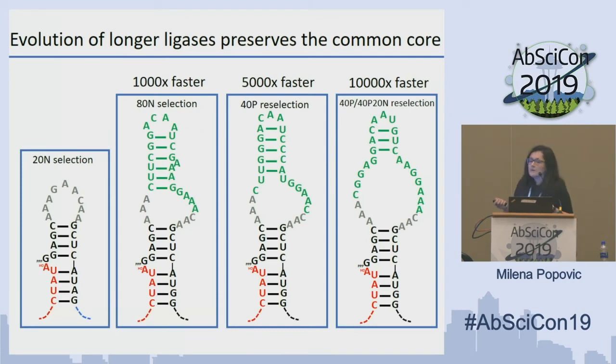What is striking among these selections is that the structure of the core motif does not change. So only the peripheral elements change, slight remodeling there at the top of the loop, but the core sequence remains completely unchanged, and the addition and then the remodeling of the top stem loop results in 1,000, 5,000, and then 10,000-fold improvement in activity.